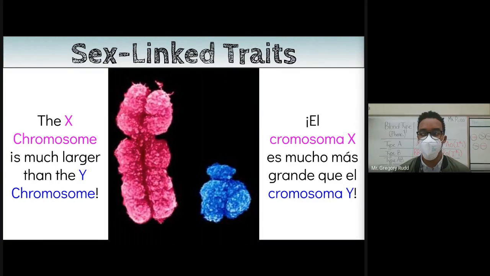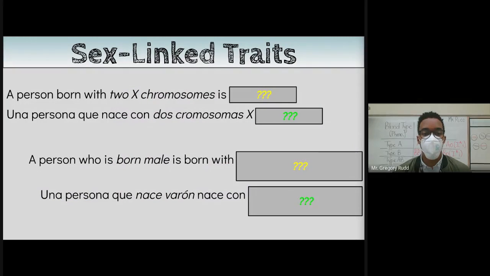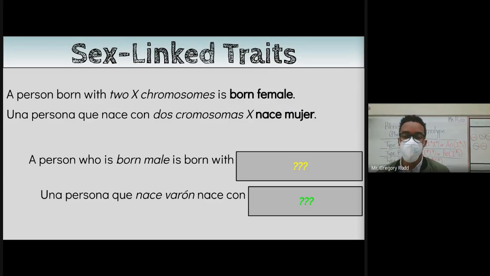So here's a size comparison of the two. The X chromosome is much larger than the Y chromosome, as we can see. And this is actually a 3D rendering of the two of them. So this is their relative size. So what do we think, based on what we just learned about? A person who was born with 2 X chromosomes, what would that person be considered anatomically? Good. Thank you, Abigail. A person who was born with 2 X chromosomes is considered to be born female.